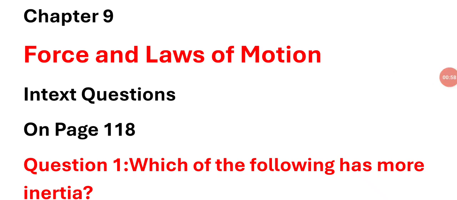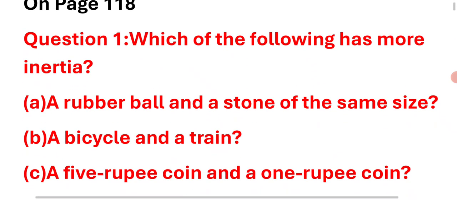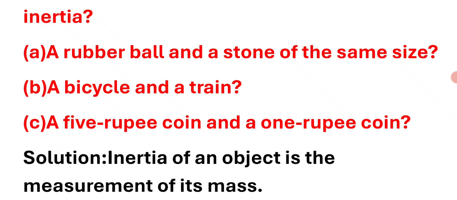Chapter number 9 Force and Laws of Motion, in-text question answers on page number 118. First question, which of the following has more inertia? First, a rubber ball and a stone of the same size. Second, a bicycle and a train. Third, a 5 rupees coin and a 1 rupee coin.